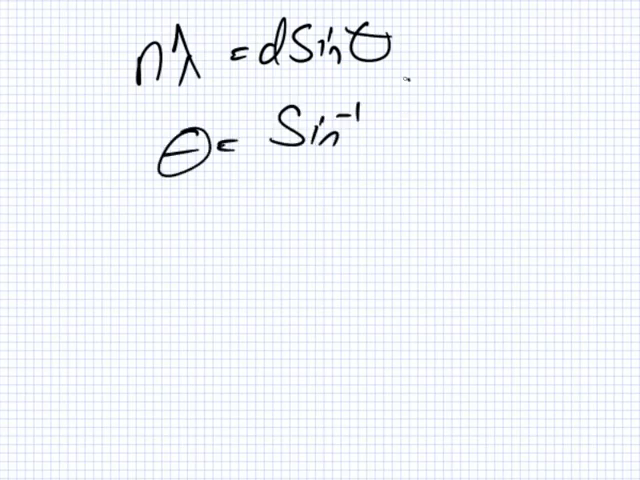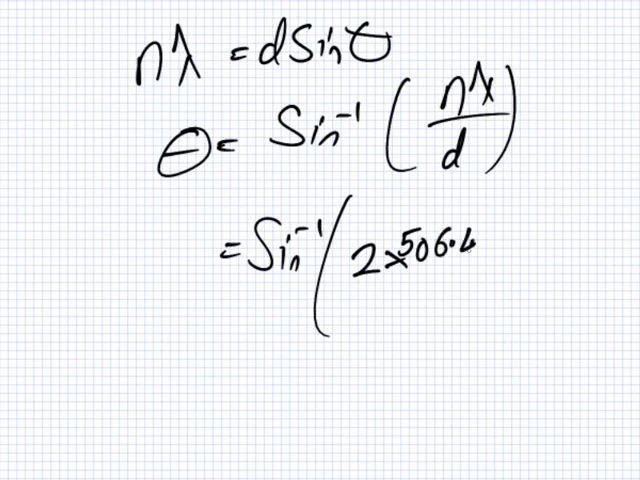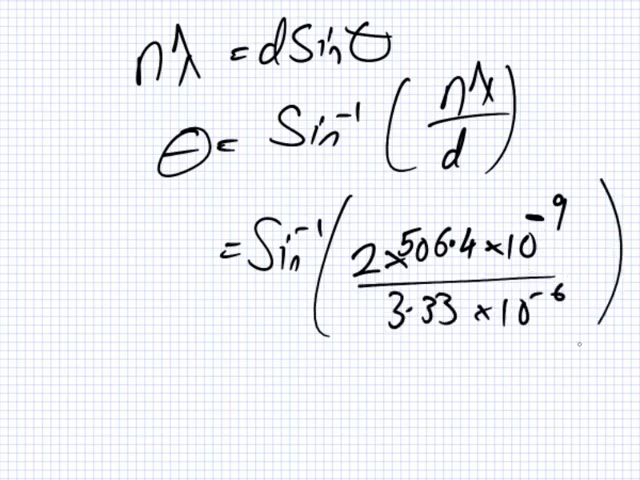So let me see. I have to calculate it. So it's sine inverse of 2 times, what was the wavelength? 506.4 times 10 to the minus 9 over 3.33 times 10 to the minus 6. Right. Wait. Oh, I know why. I just took 506.4.